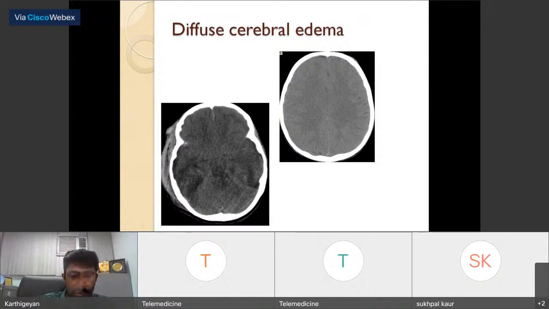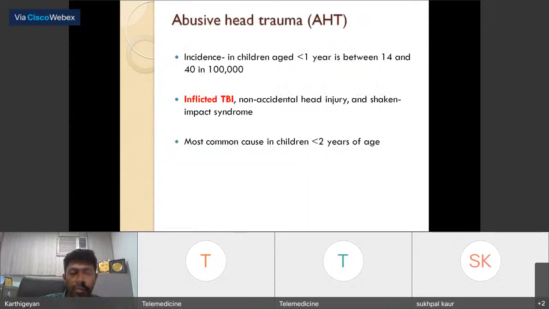And if you see the scan, the entire brain becomes edematous with loss of sulci and gyri, and there is loss of gray and white matter differentiation. And if you see the cisterns, the basal cisterns, they are all obliterated. Most of these cases require just conservative management with decongestants like mannitol or hypertonic saline and ventilation.